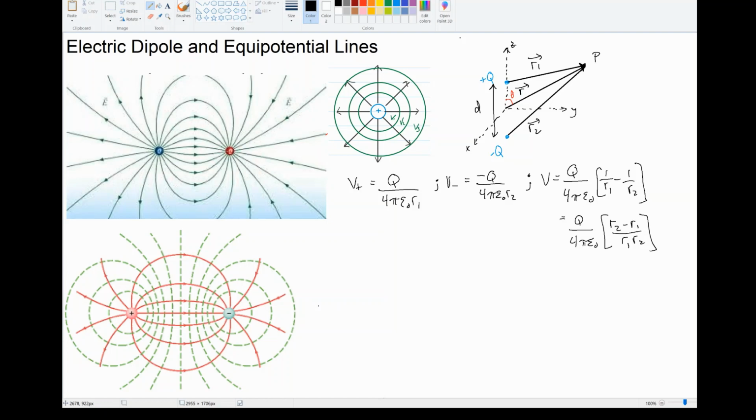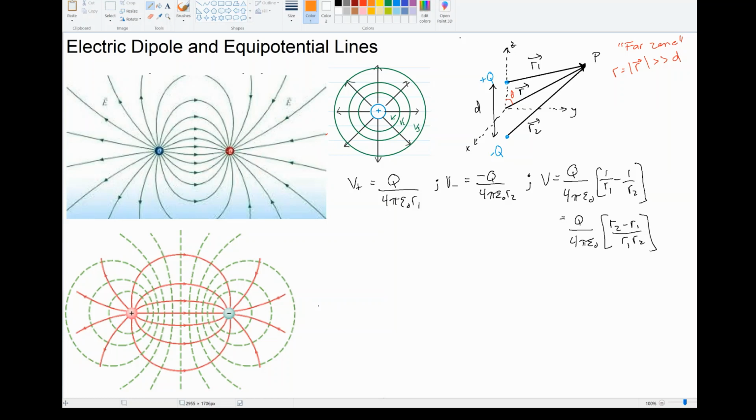Now, if P lies in what's called the far zone, and this is what I made reference to earlier, we're going to call this the far zone, meaning again that r, which is the magnitude of vector r, the position vector, is much larger than distance d. Then we can make some approximations.